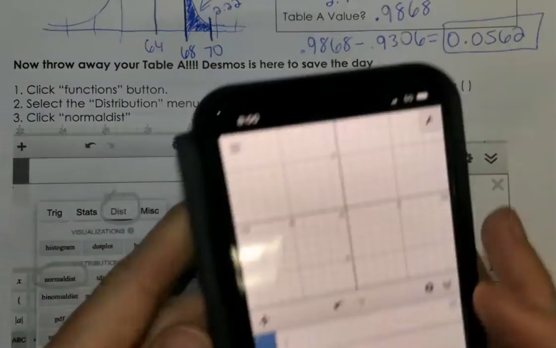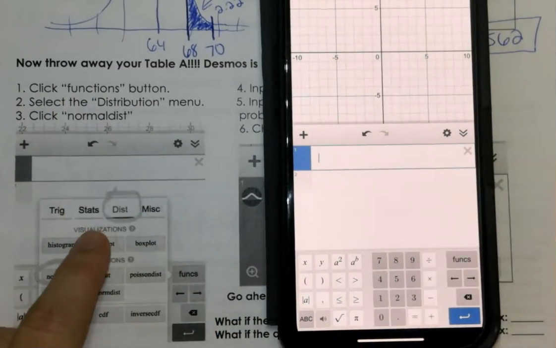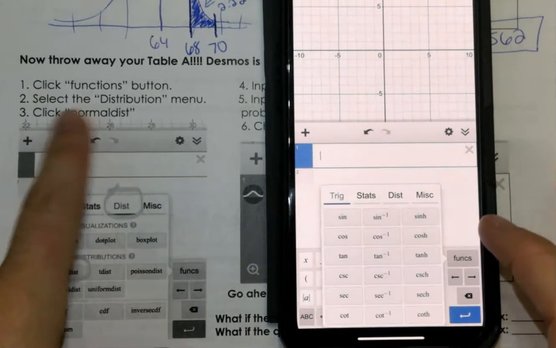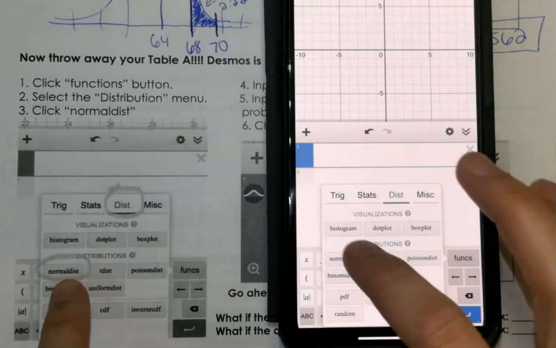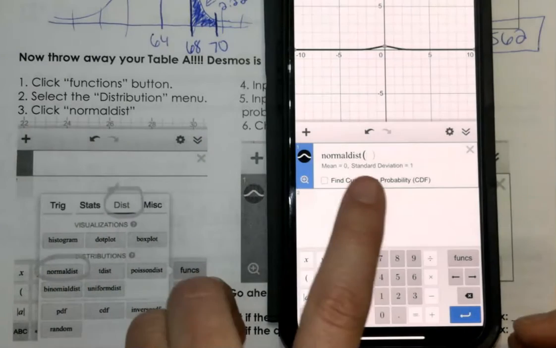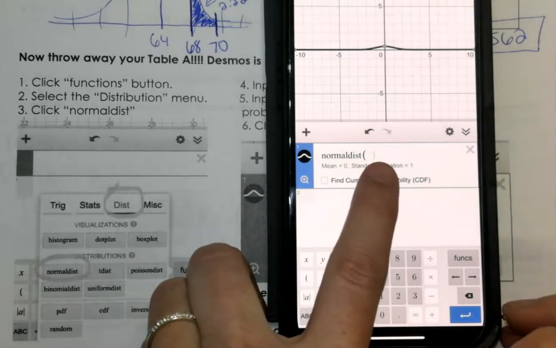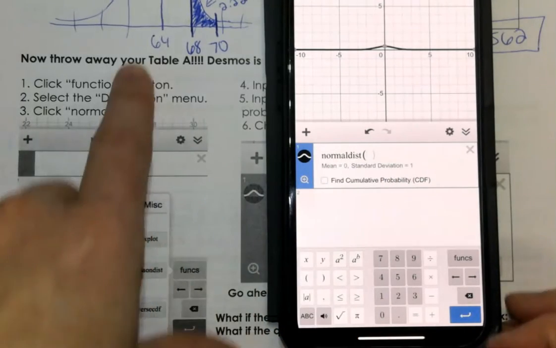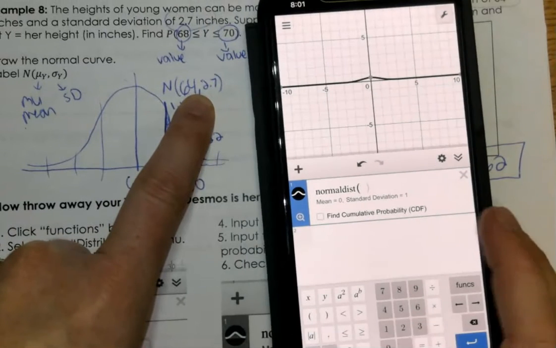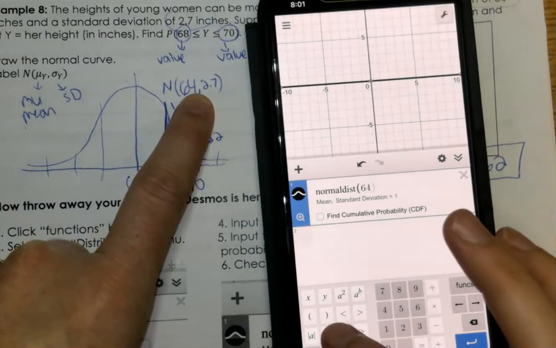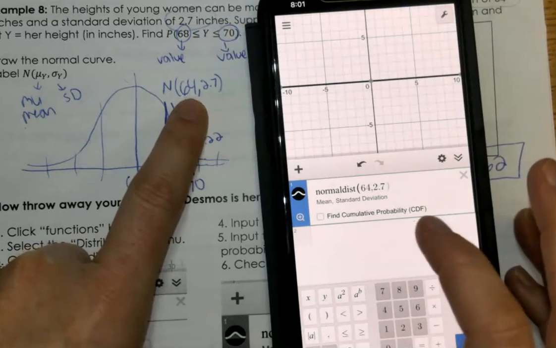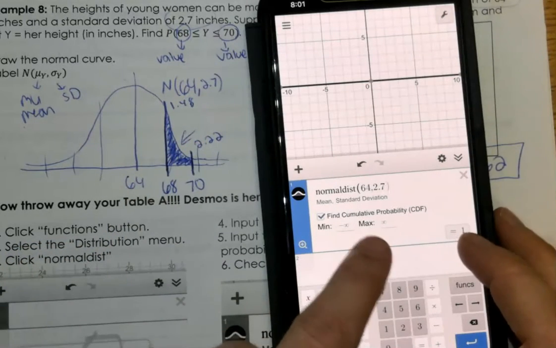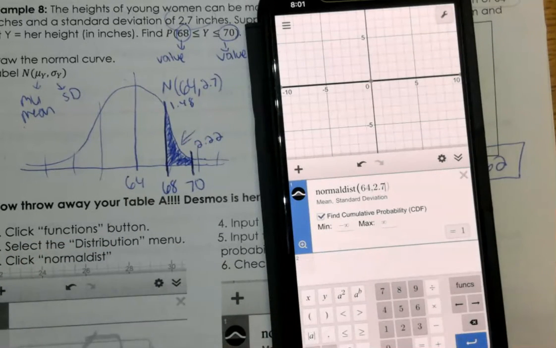So all you need to do is click on, I put the steps right here along with screenshots. You're going to start off by clicking on functions, and then go to distribution, and then go to normal distribution. All you need to do is input the mean and standard deviation between the parentheses. So I know up here I've got a mean of 64, comma 2.7. And then you're going to click on find cumulative probability, which is that CDF number.